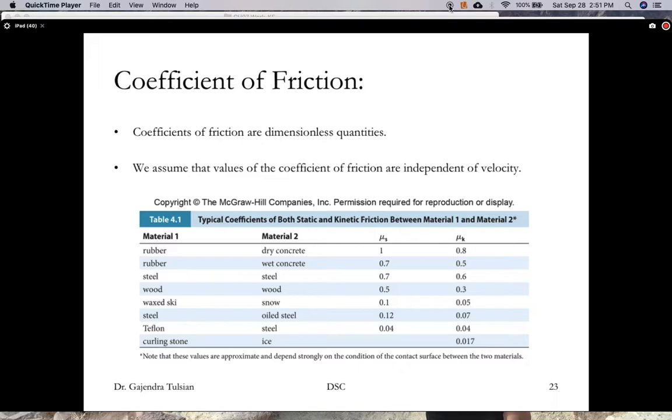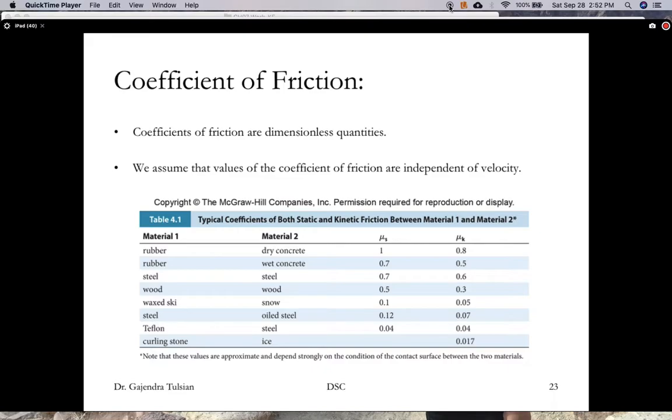So here are some coefficients of friction. These friction coefficients depend on surfaces. For instance, this shows you for a rubber object on dry concrete, mu_s is 1 and mu_k is 0.8. Rubber on wet concrete is 0.7 and 0.5. So these are relevant numbers for driving conditions. On dry concrete, the higher the mu_s, the smaller your stopping distance. So when it rains, since mu_s decreases, your stopping distance increases.